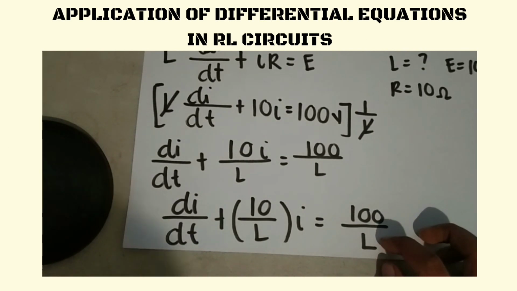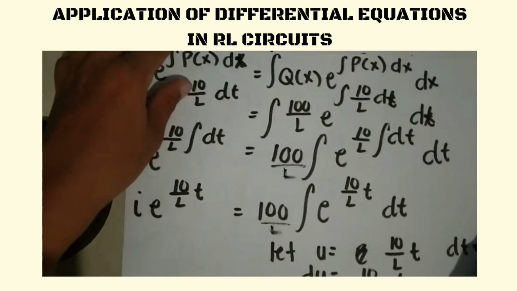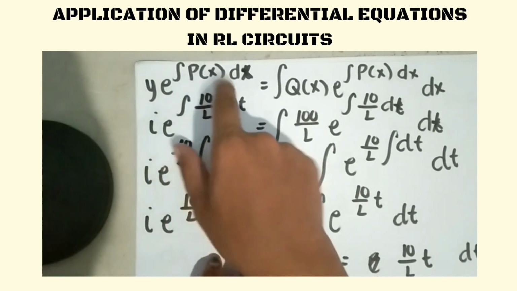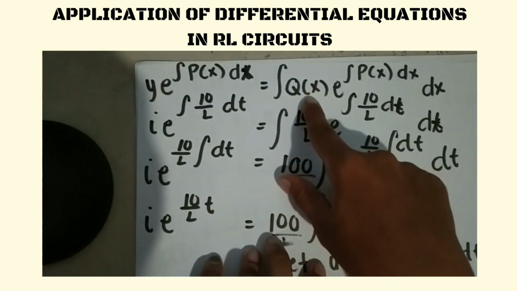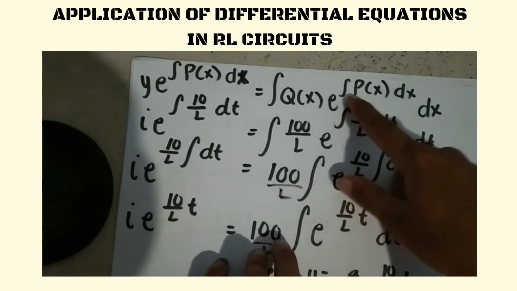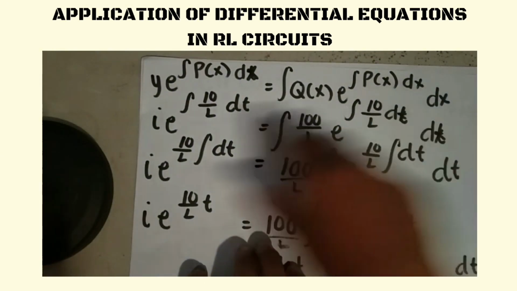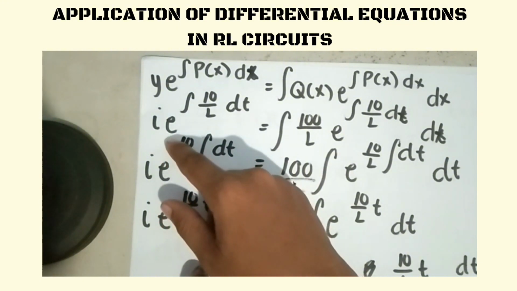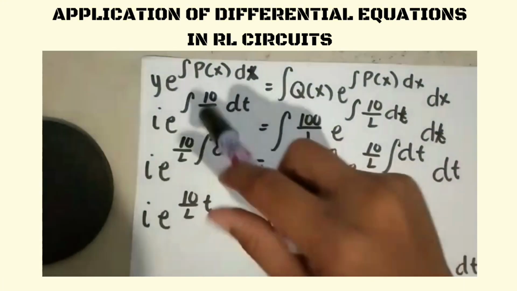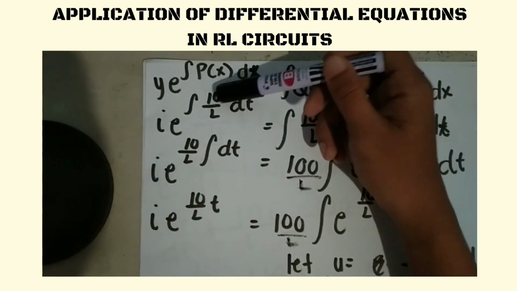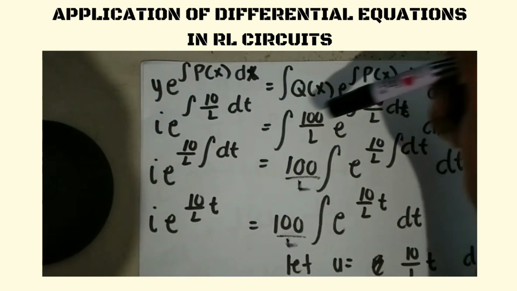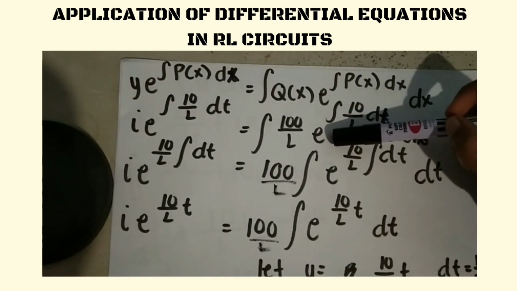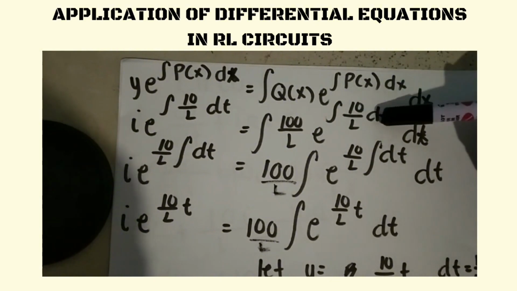Then we use the linear formula: y times e raised to the integral of p of x dx is equal to the integral of q of x times e raised to the integral of p of x dx. Substitute: I times e raised to the integral of 10 over L dt is equal to the integral of 100 over L times e raised to the integral of 10 over L dt.